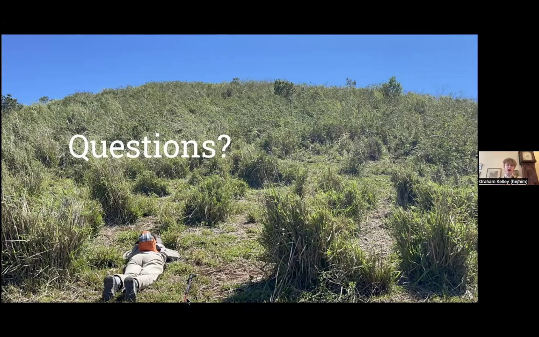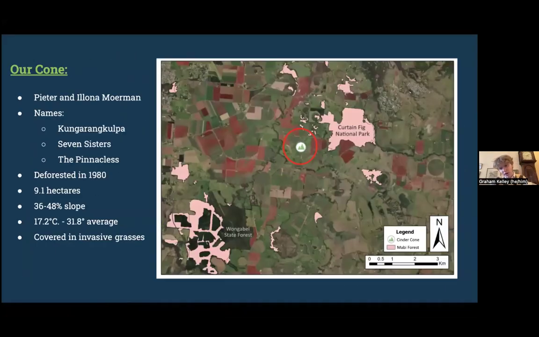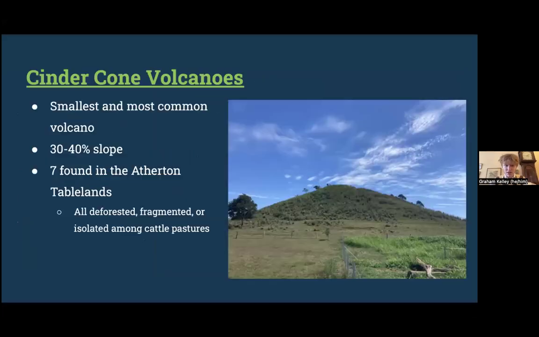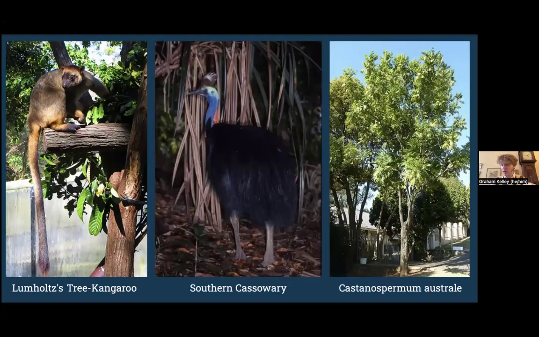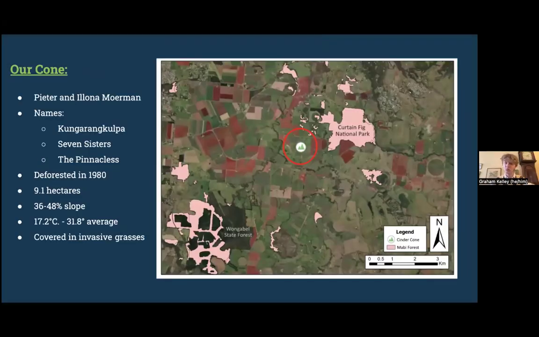Yeah, that's a great point. So I'm going to go back to the map I previously had up of the area that we're working in. You can see our Cinder Cone is right here, and all that pink area is fragmented Mabi forests. And in the area of the Cinder Cone we're working with, the species I have featured here have gone locally extinct. So we really need to bring back those animal species. It's not just the plants.